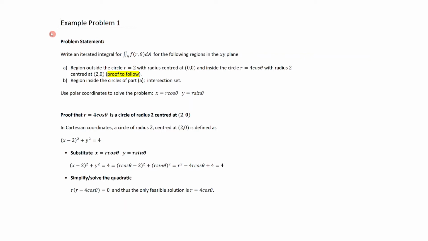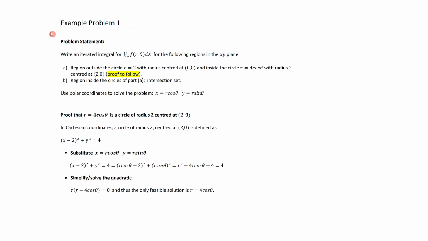Part A of the question is to consider the region outside the circle of radius r equals 2, centered at 0, 0, and inside the circle r equals 4 cos theta, with radius 2, centered at 2, 0. The proof is coming a little bit later, near the bottom of the page. Part B is the region inside the circles of part A, effectively the intersection set. In this problem, we're going to use polar coordinates, which means the transformation will be x equals r cos theta and y equals r sin theta.